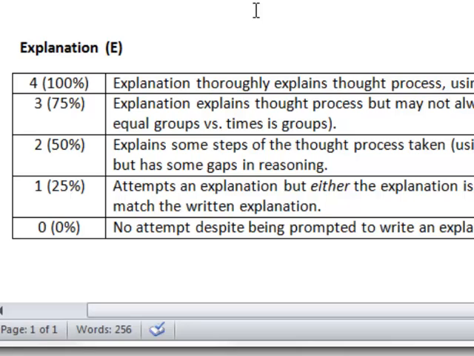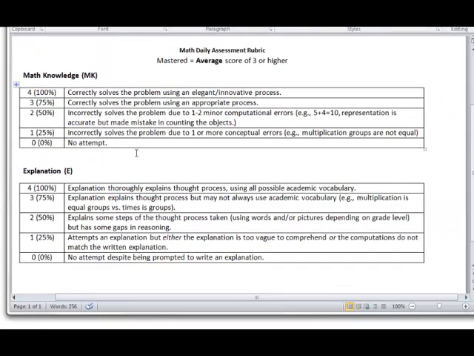A 2 is a partial explanation, so some of the steps are explained, and this could be using words or pictures depending on grade level, but there are some gaps in reasoning. A 1 is a student attempts an explanation, but either the explanation is really too vague to comprehend or the computations do not match the written explanation. And then a 0 is no attempt, despite being prompted to write an explanation. And if you notice, there are percentages next to the 0 to 4 scale, and that is to accommodate data entry into OSAT, which is going to occur this summer on a percentage scale.